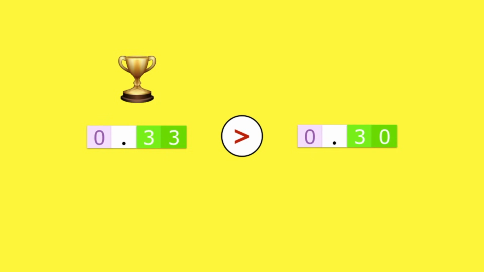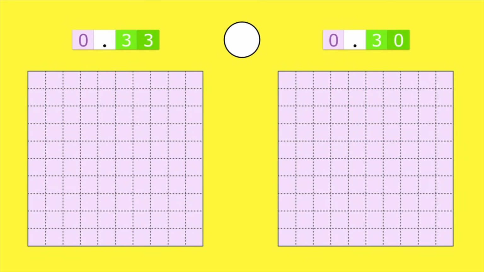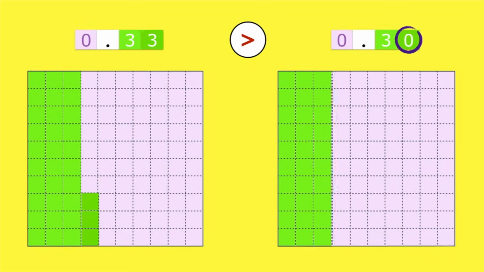But why does adding a 0 to the end after the decimal place not change the value? Let's look at a model. On the left, we have 3 tenths, 1, 2, 3, and 3 hundredths, 1, 2, 3. On the right, we have 3 tenths, 1, 2, 3, and 0 hundredths. That's right, we don't have to color anything in for 0. The one on the left is still greater, and the 0 on the end of the right-hand number helps us better compare the place value, but doesn't increase the value.